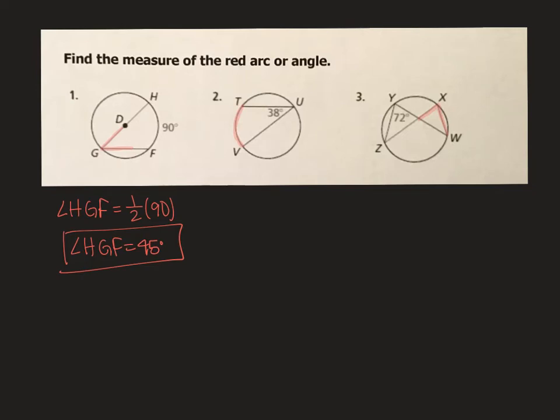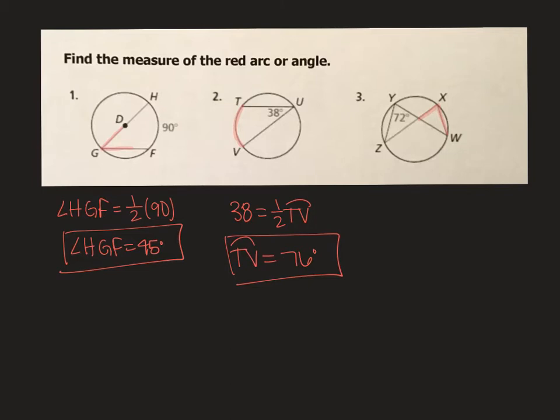In number 2, we need to find the measure of arc TV. So we know angle U is 38 degrees. So 38 equals half of that arc TV, which means to get that arc, we have to multiply 38 by 2. So the measure of arc TV is going to be 76 degrees.